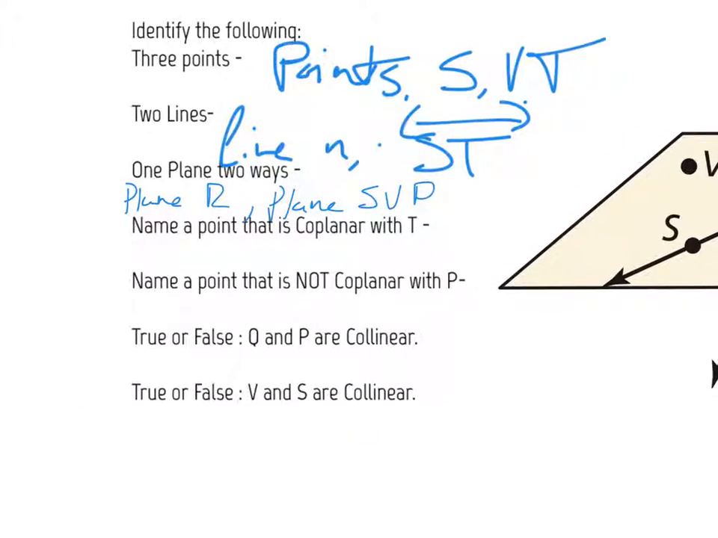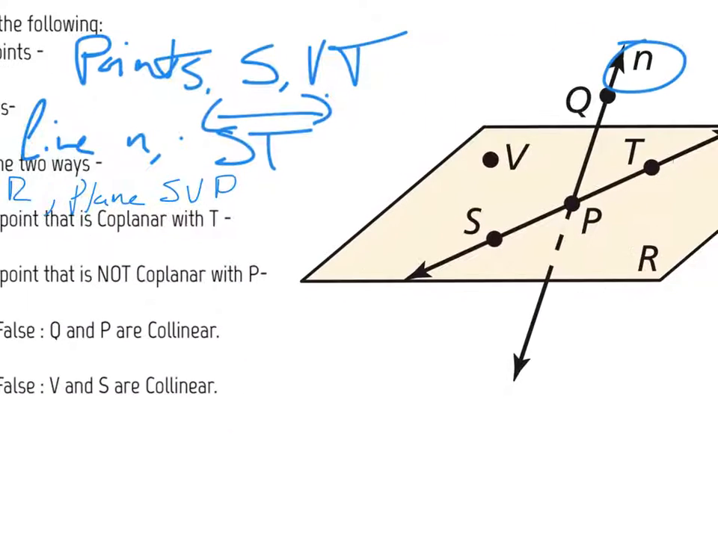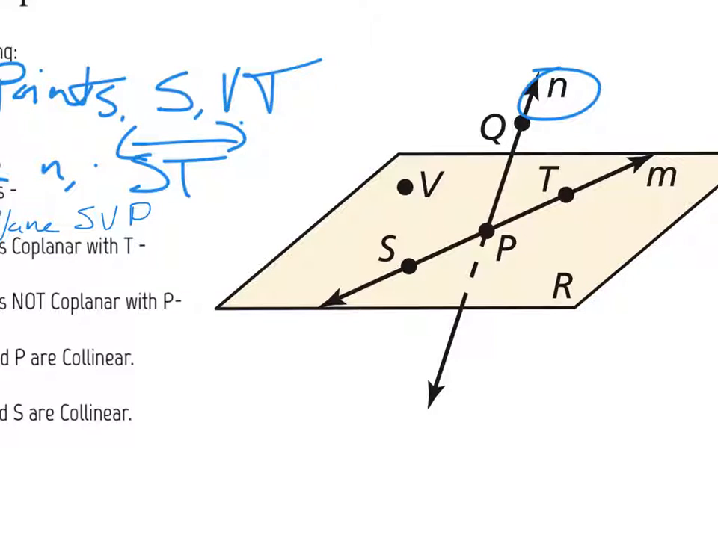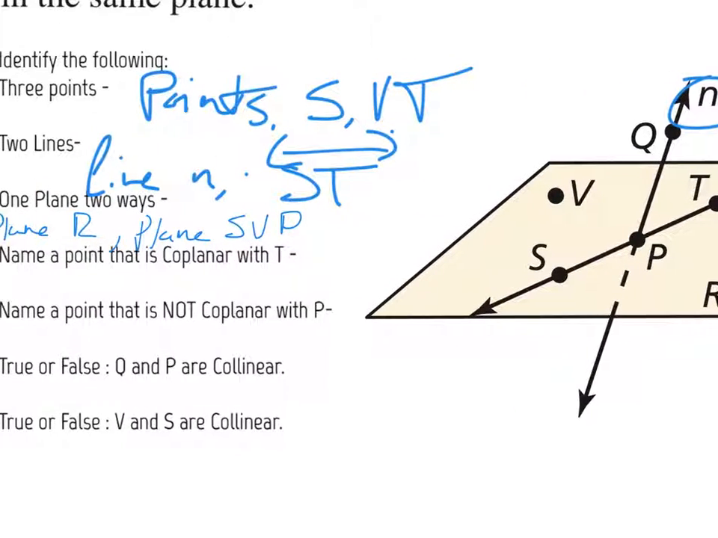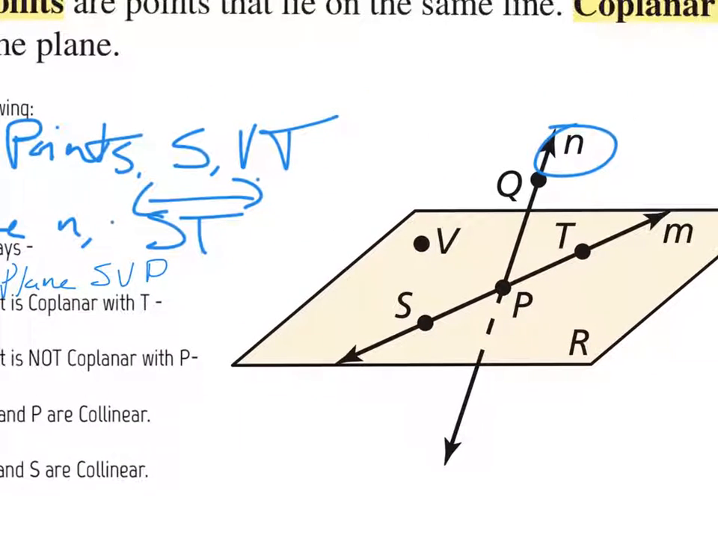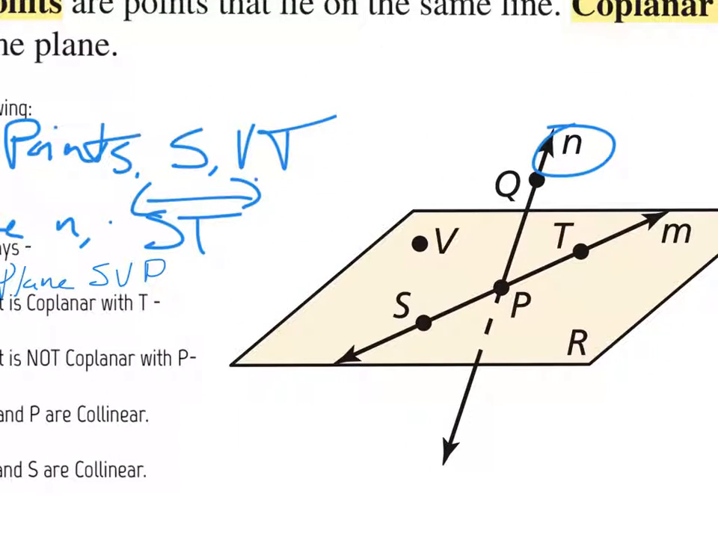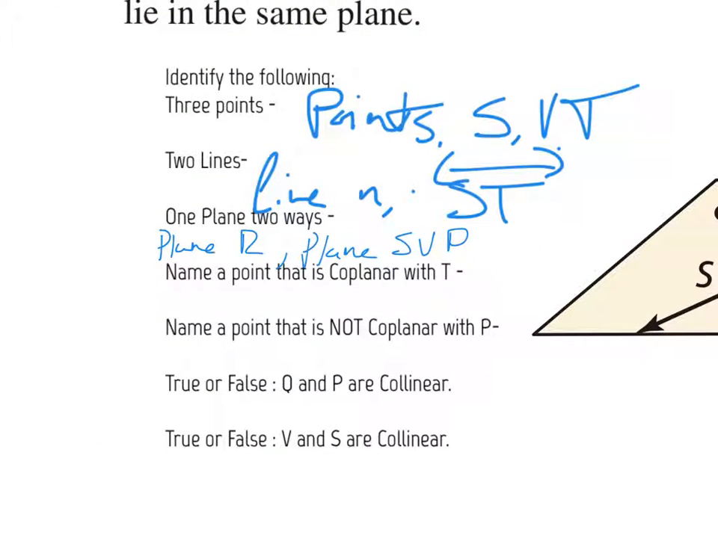All right, name a point that is coplanar with T. So we have all these points that are in the plane. It can also be collinear. If it's collinear, it's coplanar. So you could say one of 3 different things. You could say P, S, or V. Q is not in plane R, so you cannot say Q. But any of those other points would work just fine, so I'll just put S over here.